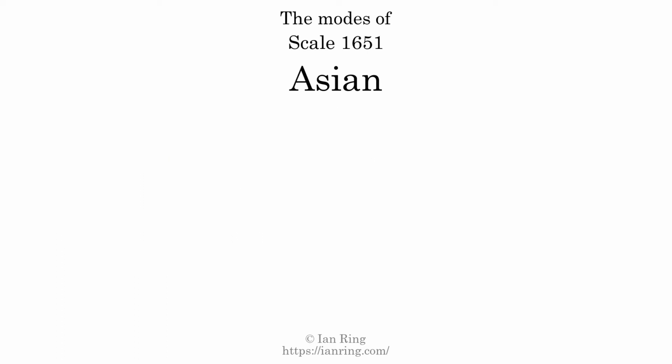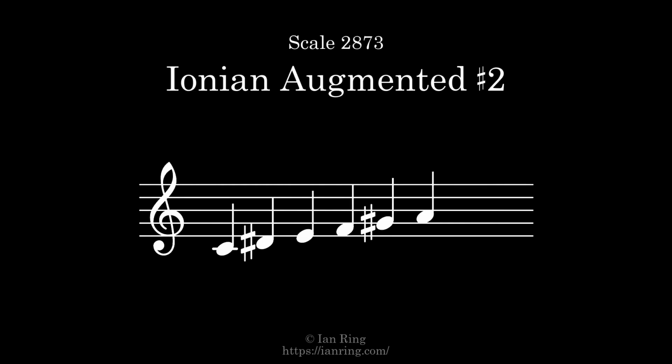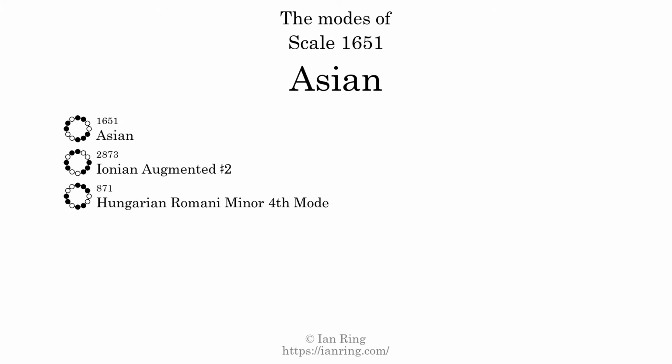This scale has 7 modes. The first mode is itself. The second mode is scale 2873, also known as Ionian augmented sharp 2. It sounds like this. The third mode is scale 871, also known as Hungarian Romani minor 4th mode. It sounds like this.